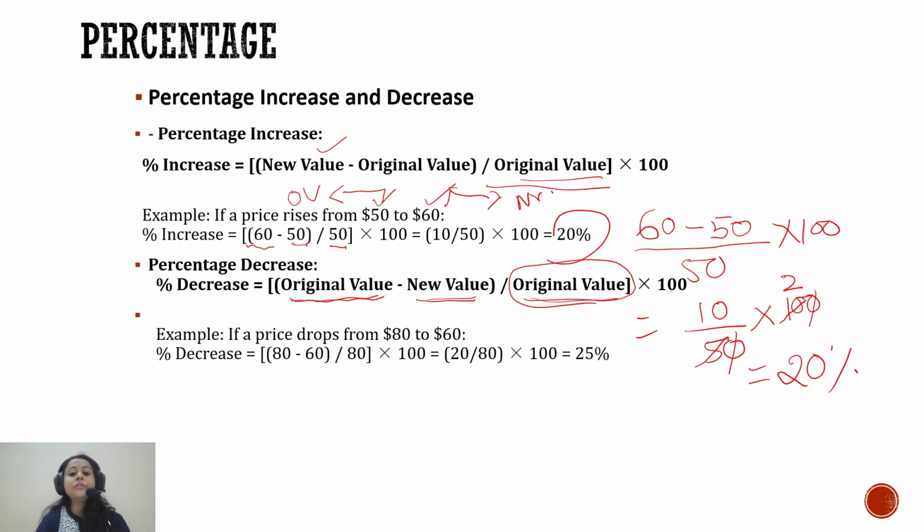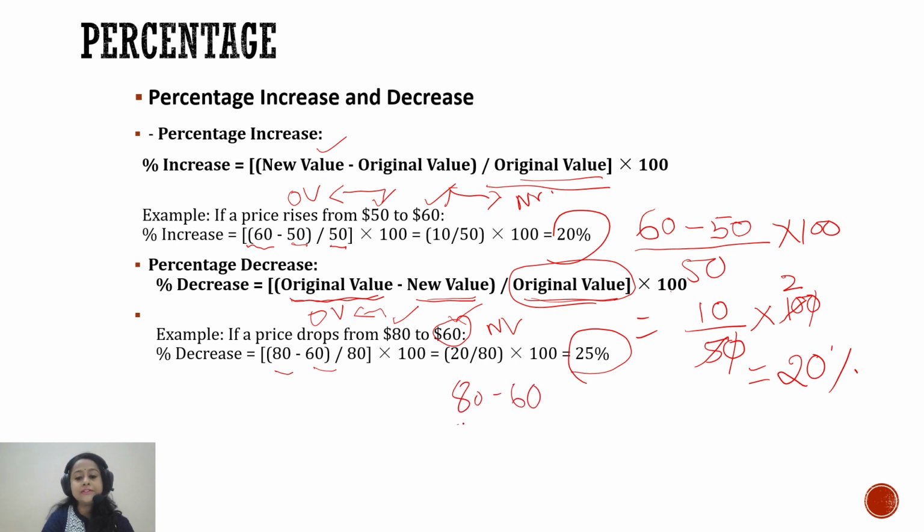Suppose, for example, the price drops from 80 to 60. So 80 was the original value and 60 was the new value. Original value minus new value, that is 80 minus 60, by 80, into 100, will give you 25%. So 80 minus 60 by 80, the original value, into 100. So it is 20 by 80 into 100. The zeros cancel, and if I divide by 4, I am left with 25.